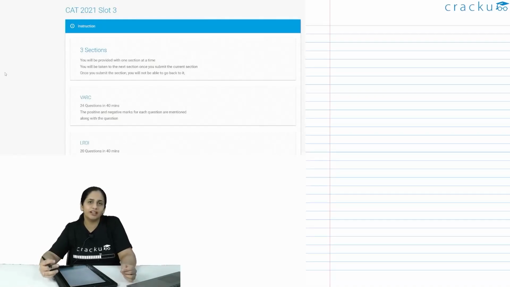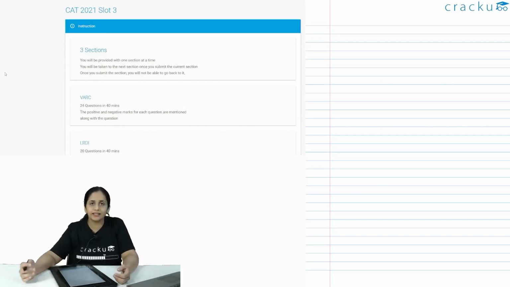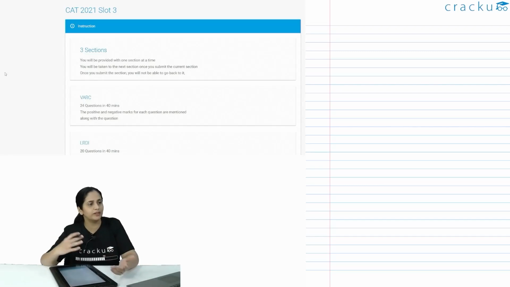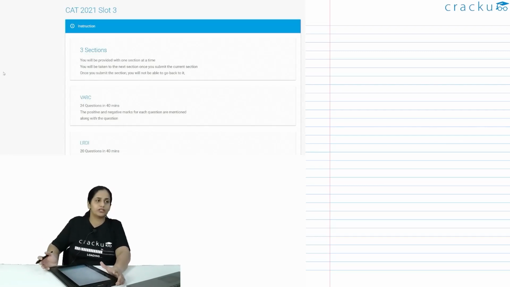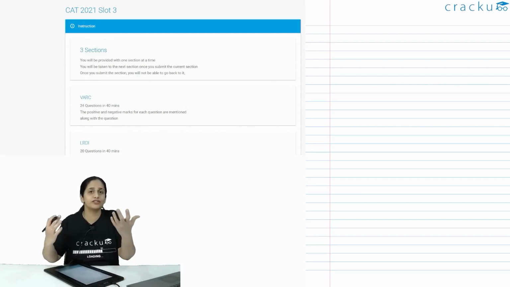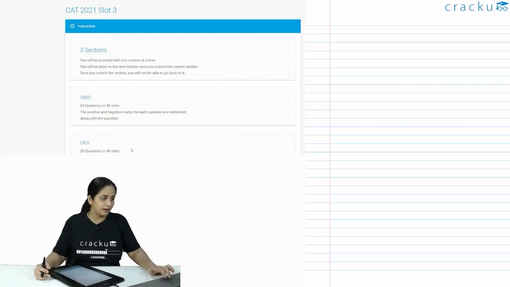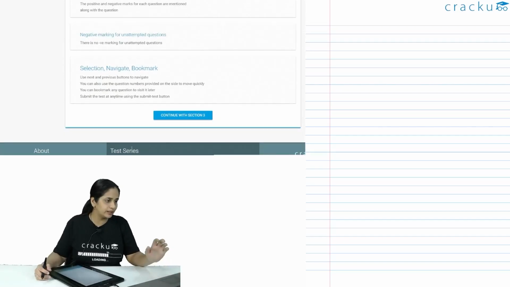In this video, I'll be attempting the quant section of Slot-3. My actual CAT slot was Slot-2, so this is going to be a blind attempt, and I just want to see what would have been the right strategy for this slot, what would have been the questions to attempt and what would have been the questions to leave. So I'll be going directly to the third section, so let's start. I'll be starting now.